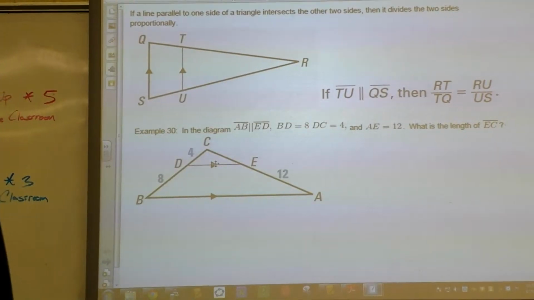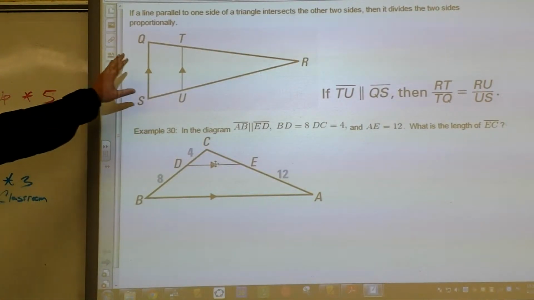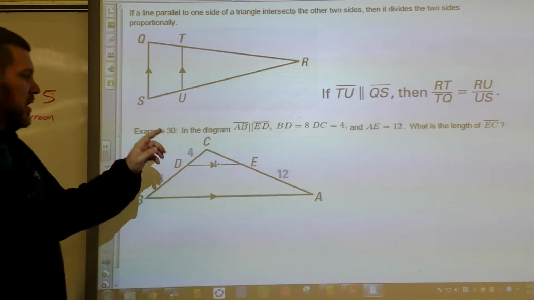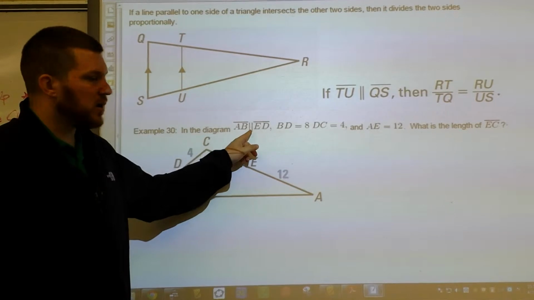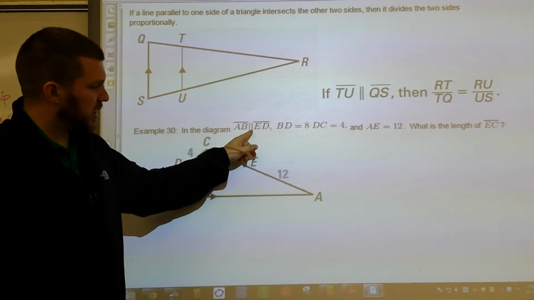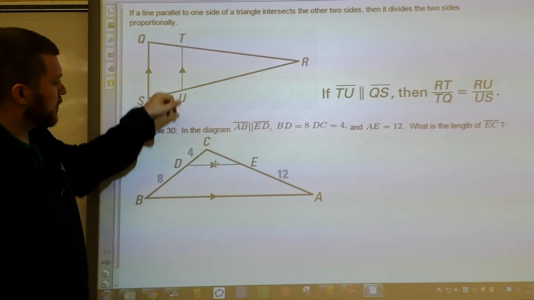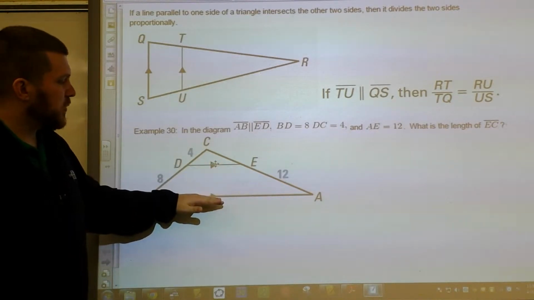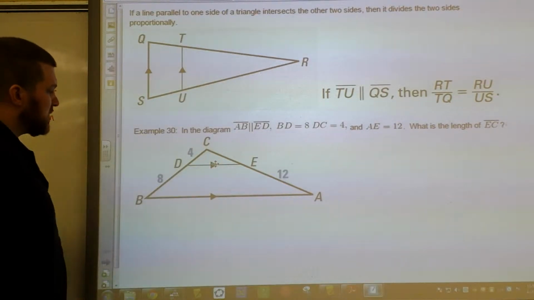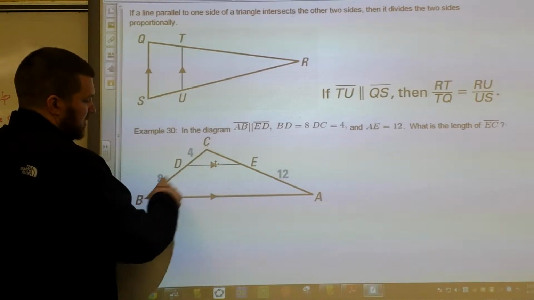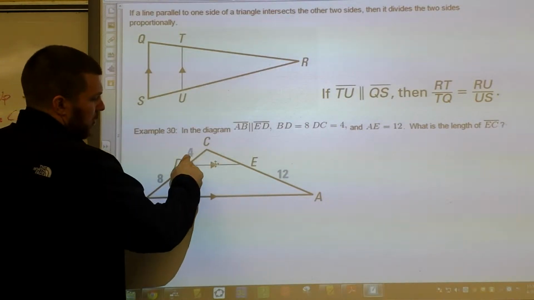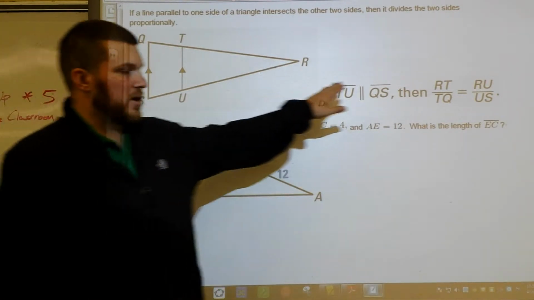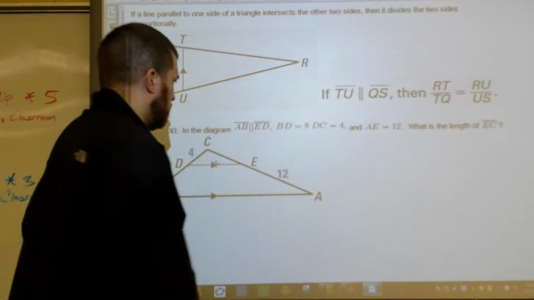In example 30, we're going to use this rule that we just introduced to help us solve something. In the diagram, we're told that segment AB is parallel to segment ED. These two lines mean parallel. Again, like we talked about in previous videos, these little arrowheads also mean parallel. What the rule says is that this side and this side are proportional to this side and this side. So we're just mimicking what we see in this rule.